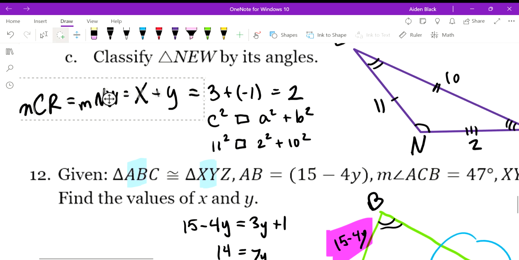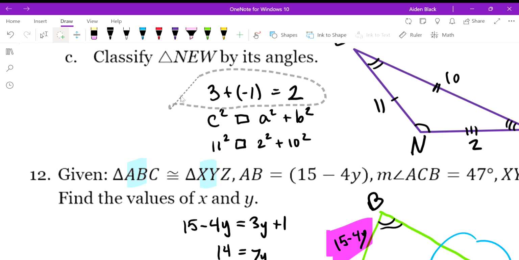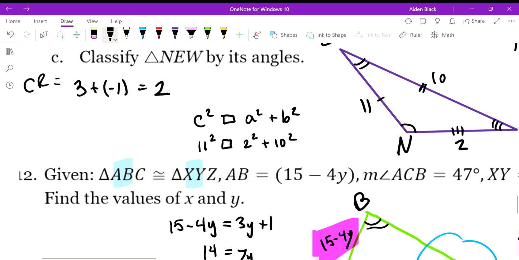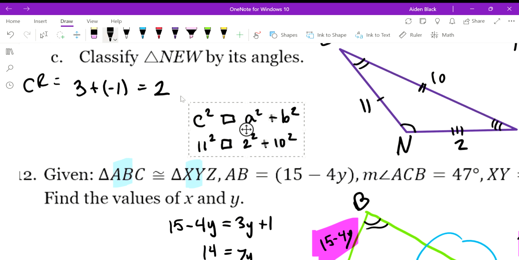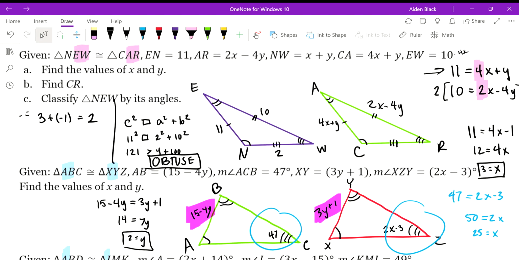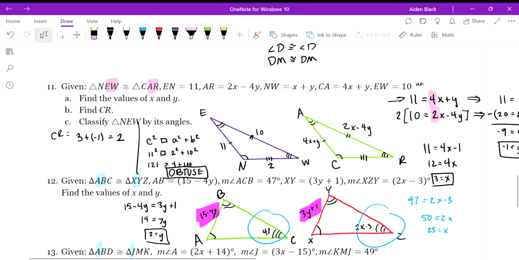Get rid of all this. Give me some space. Okay. 11 squared is 121. Is 121 greater than, less than, or equal to 4 plus 100? 121 is greater than 104. So we know it's obtuse. It's an obtuse triangle. Important that we go back to what we know from earlier chapters.